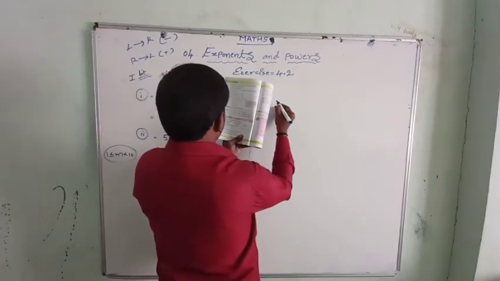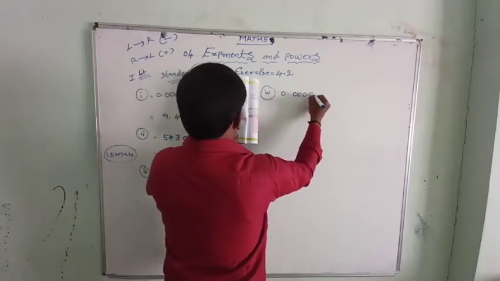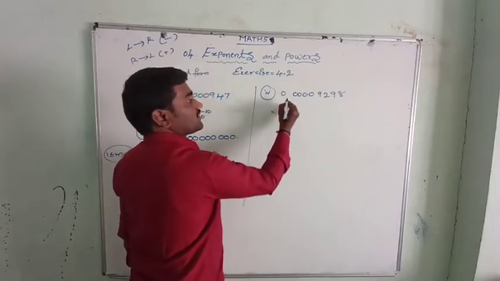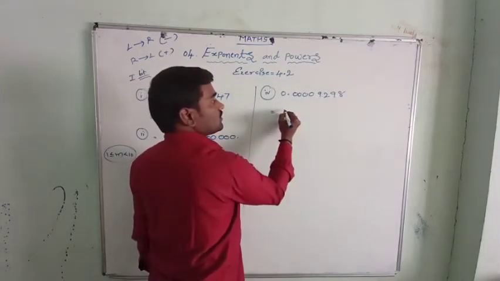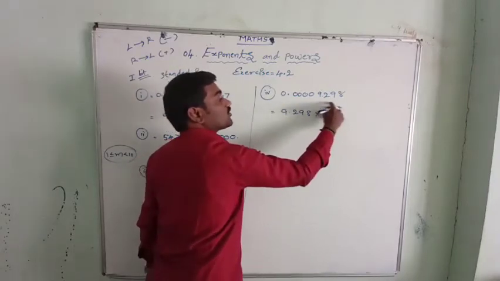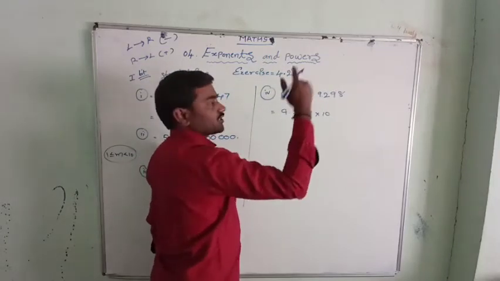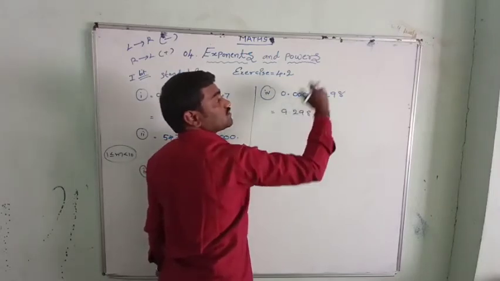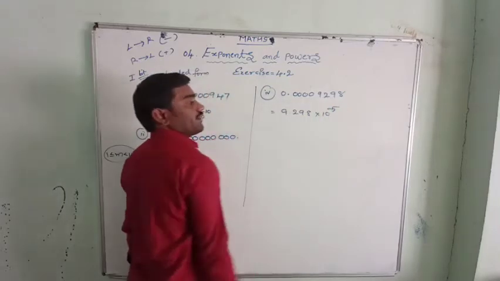The question number 4, 0.00009298. So here the decimal point is here. This decimal point should move till here. Okay, let us count. Here 9.298 into 10 to the power of, let's write what should be written here. We know that the decimal point is moving from left to right, so we get a negative exponent. How many digits is it moving? 1, 2, 3, 4, 5. 5 digits it is moving. So 10 to the power of minus 5.